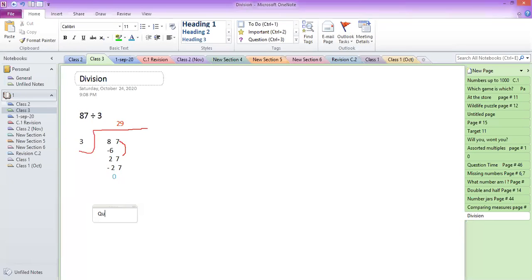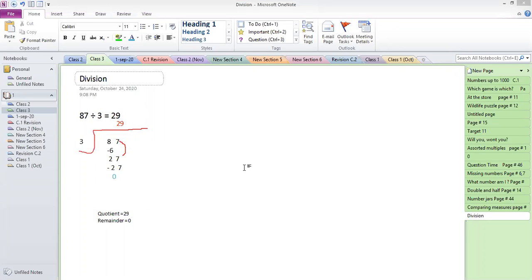So you have the quotient here, that is 29, and you have the remainder, that is 0. So that means 3 multiplied by 29 will give you 87. So 87 divided by 3 equals 29. In this way you can solve it.